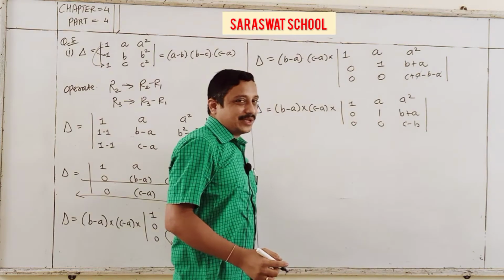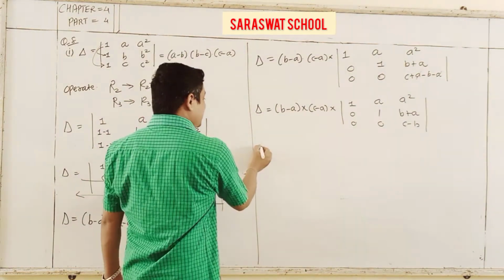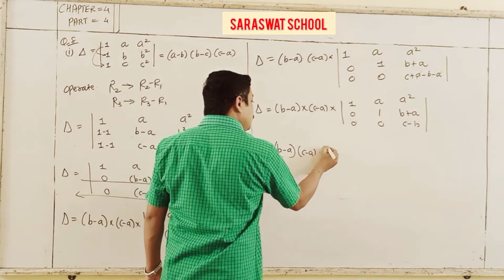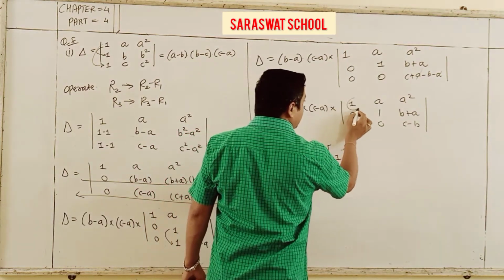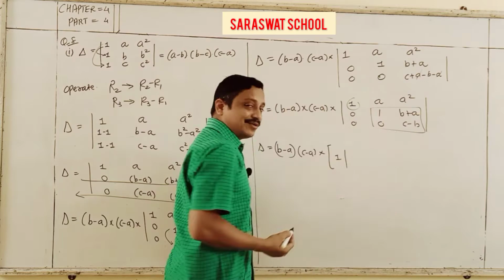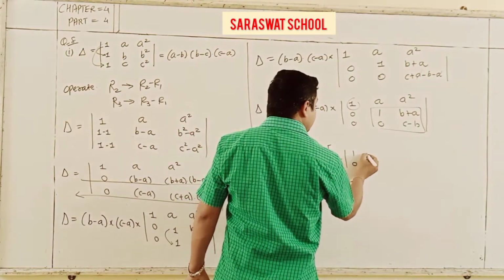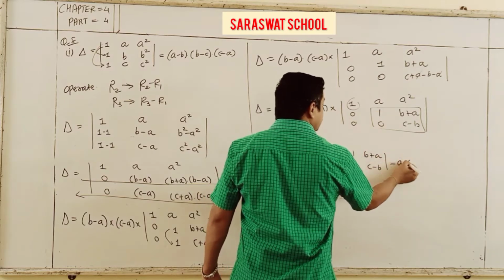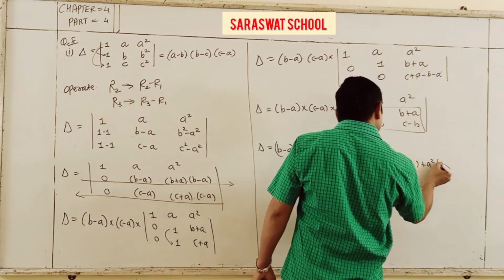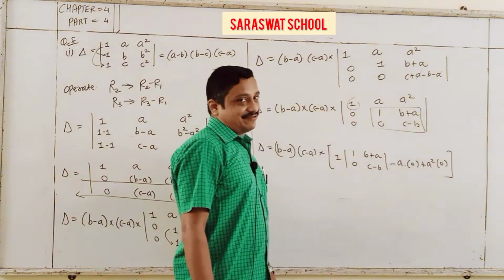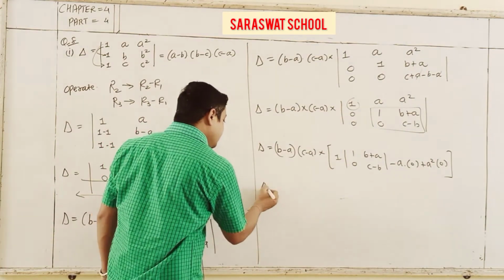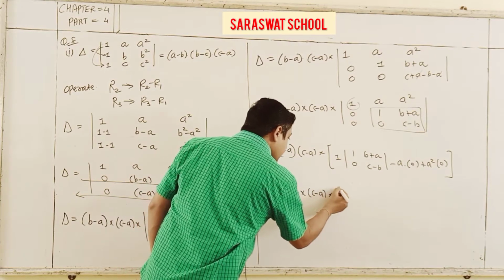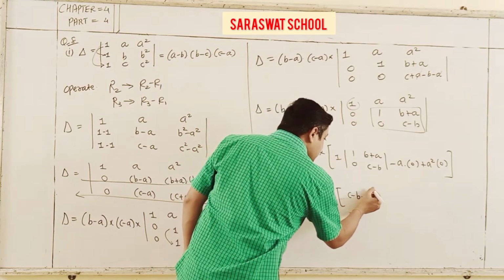Now go to expansion by definitions. So del value is b minus a, c minus a, then you will go to definitions expansion. And this one we write down by the definitions: 1 0 b plus a, c minus b, the other a with 0 and the last a square also with 0 by definitions. So del is coming there, b minus a, c minus a. It will be c minus b minus 0.